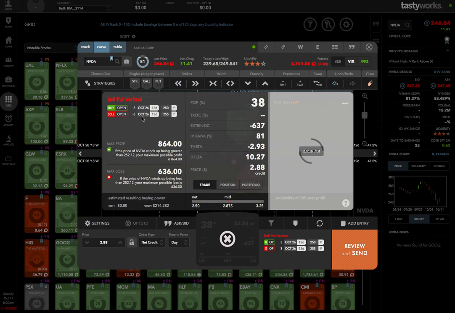Okay, and we have 12 days for this to work out. We have 12 days for it to go in our direction. And if it doesn't, this is our max loss, right? And if it doesn't, and we see that it's not doing that, we can also buy this back before this expires, and we could limit our losses to say $200 or $300, okay?